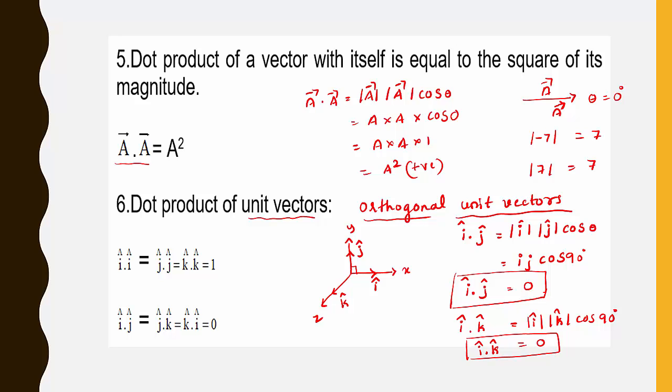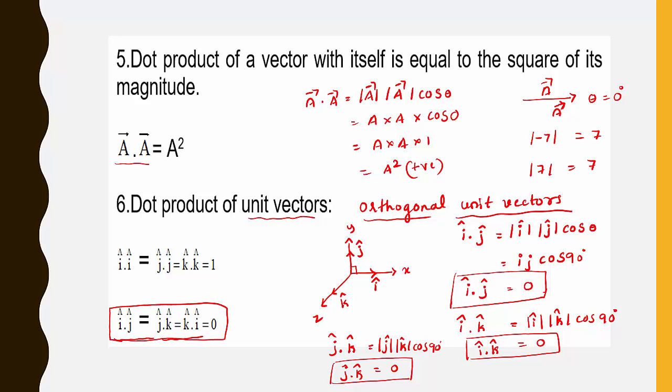Then we can take another one, j dot k. Again I write the same: mod of j, mod of k, cos 90. Cos 90 is 0, and 0 into anything will be 0. So j dot k is again 0. Is it clear? So in general we can write i dot j is equal to j dot k is equal to k dot i, and its value is always equal to 0. This is very important. When you solve numerical problems, whenever i dot j or j dot k or k dot i or j dot i comes, its value is always 0 because these are mutually perpendicular to each other.